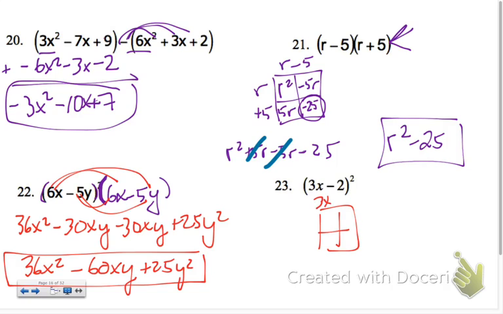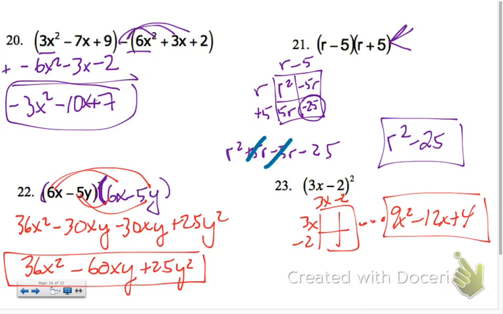And the final one, same idea. So it's 3x minus 2 times 3x minus 2, and that gets us 9x squared minus 12x plus 4. Alright, I didn't fill it all in because I've done it enough times, you should know how to do that.